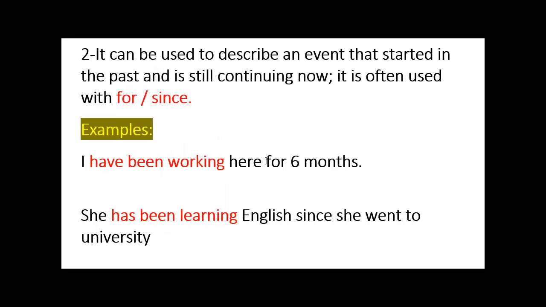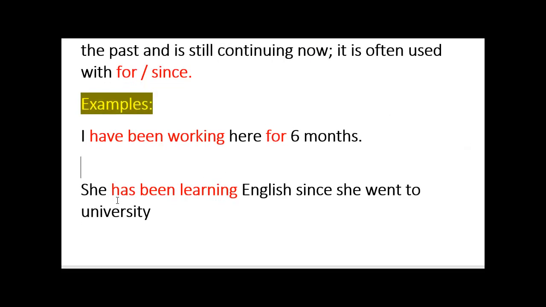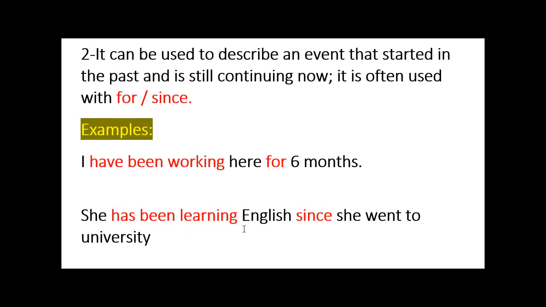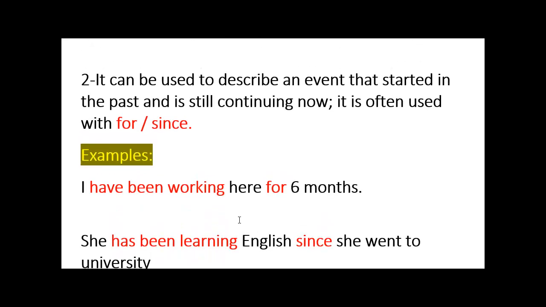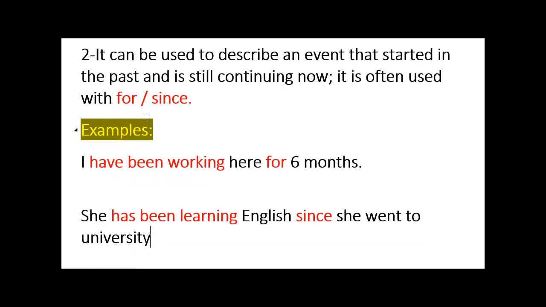And here we have for. There. All right, again, she has been learning English since she went to university. Since. Okay, so we use for and since with the present perfect continuous because it's an action that started in the past and continued until now.